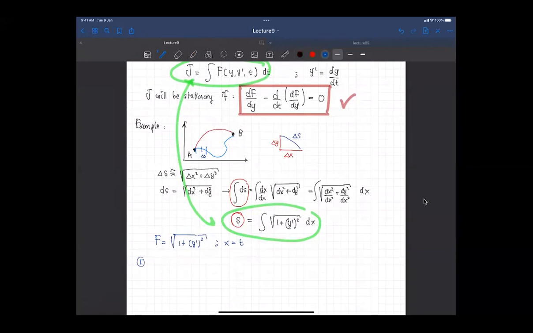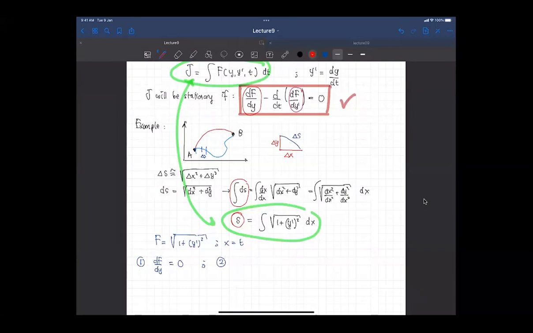Number one, df/dy. So we compute this term here. What is df/dy in this case? What would be the output of df/dy? Do we have y in f? We don't. We have y prime, but we don't have y itself. So if you do df/dy, it equals 0. That's the first term.